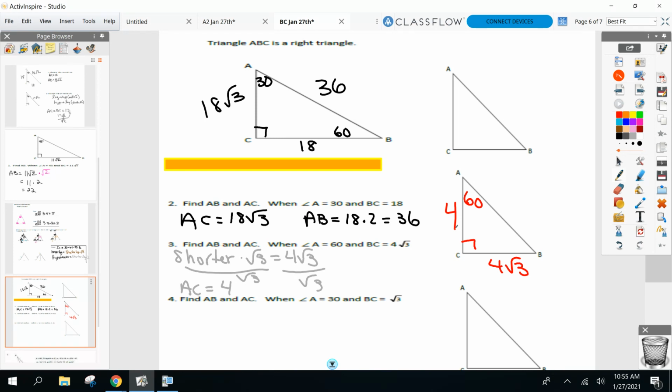All right, Emma, this one's the easier one now. How do you get to the hypotenuse? What's the rule to get to the hypotenuse? Multiply the shorter leg by 2. Okay, so what are we multiplying by 2 then? 4. Good. 4 times 2? 8. And there you go. Good job, Emma.